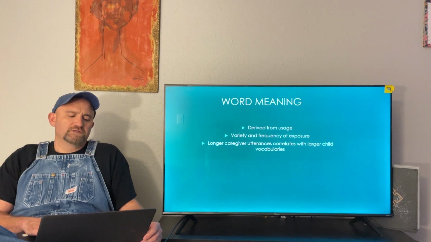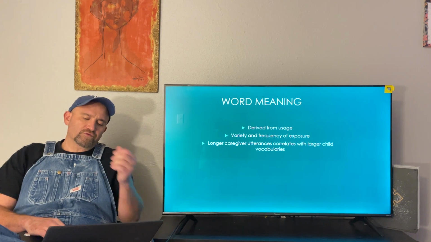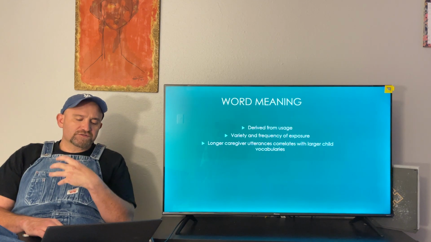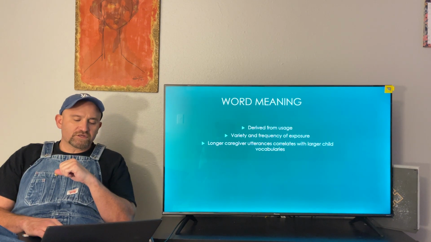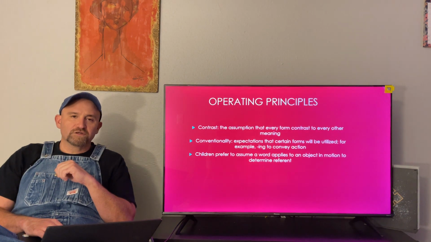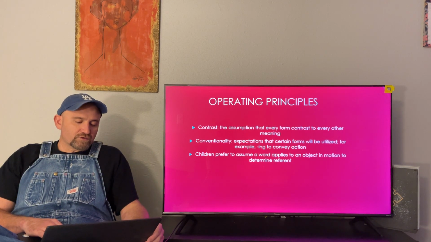Word meaning is derived from usage, the variety and frequency of exposure. Longer caregiver utterances correlate with larger child vocabularies, so it always helps to hear our caretaker talking to us, especially in those critical early years.